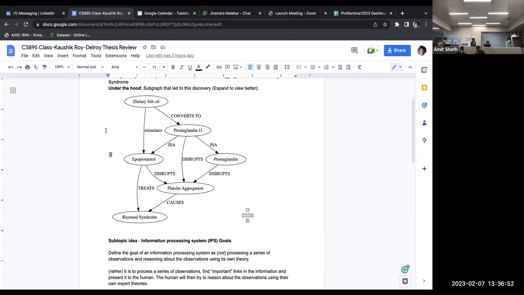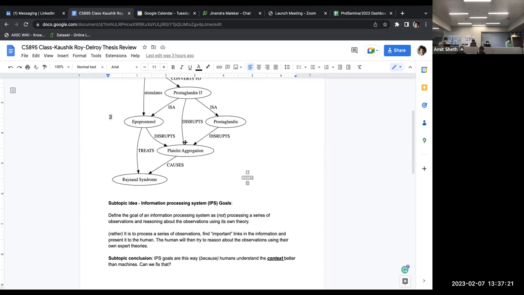So what is the term to describe the correct subgraph context? Let's call that semantics, right? So meaning. You want to really describe a subgraph that in essence captures the meaning of something, a scientific concept. Here the scientific concept is that the fish oil either causes, treats, or does something to the disease, right?